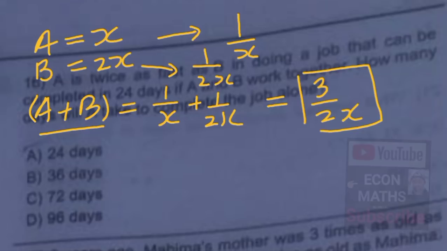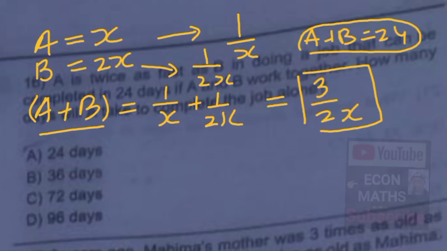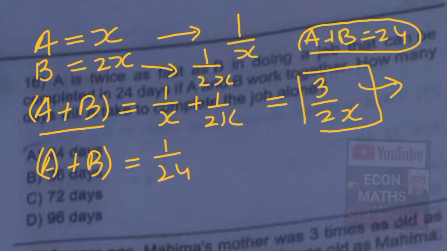Also, we are given that A plus B can complete the work in 24 days. So if they can complete the work in 24 days, in one day they can complete 1 divided by 24 of the work. This is the work completed in one day, and this is also the work completed in one day. So we will equate these two.